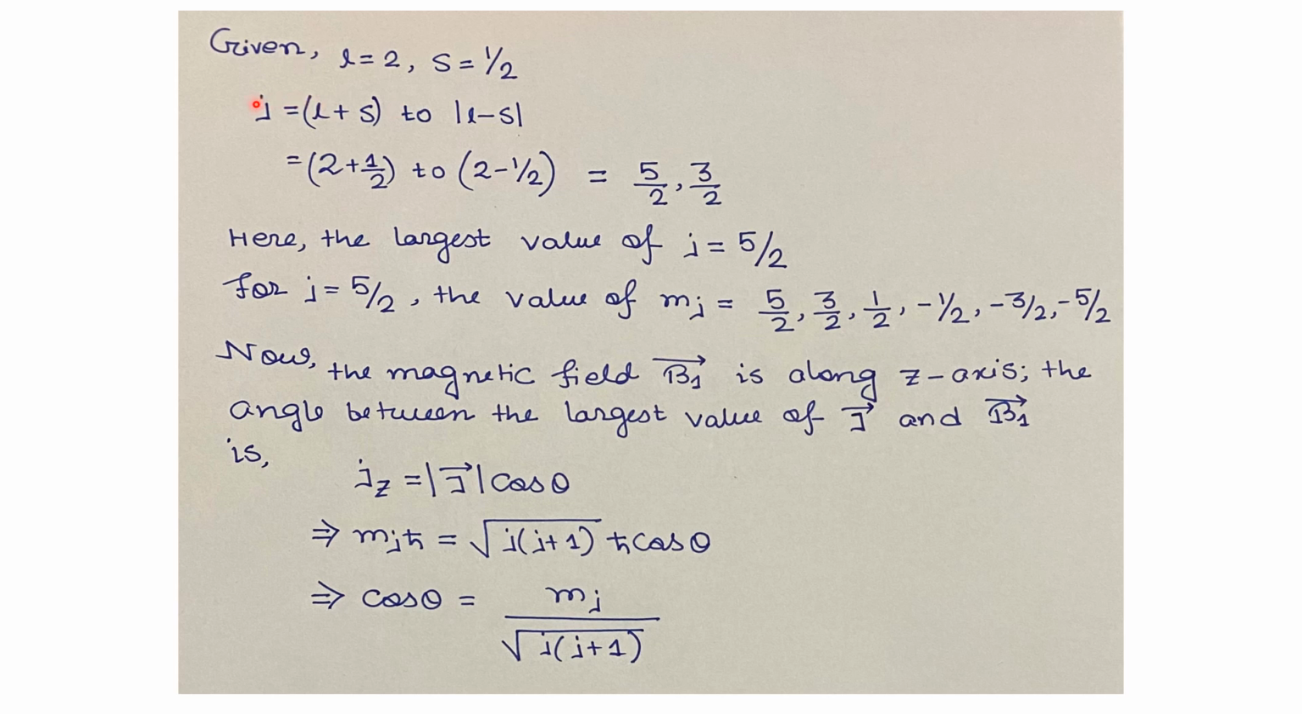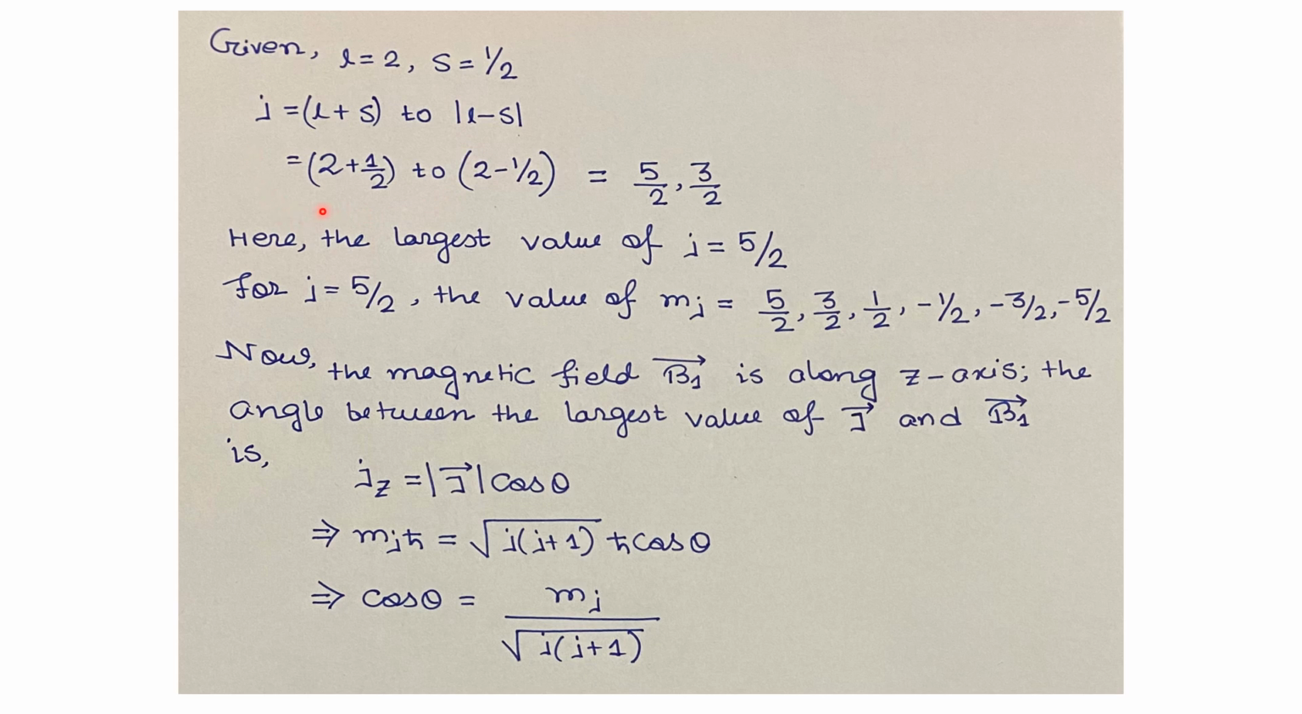It is given in the question that orbital angular momentum quantum number L equals 2 and the spin quantum number S equals half. So the total angular momentum quantum number J goes from L plus S to mod of L minus S. So the possible values of J will be in the range of 2 plus half to 2 minus half, because here L equals 2 and S equals half.